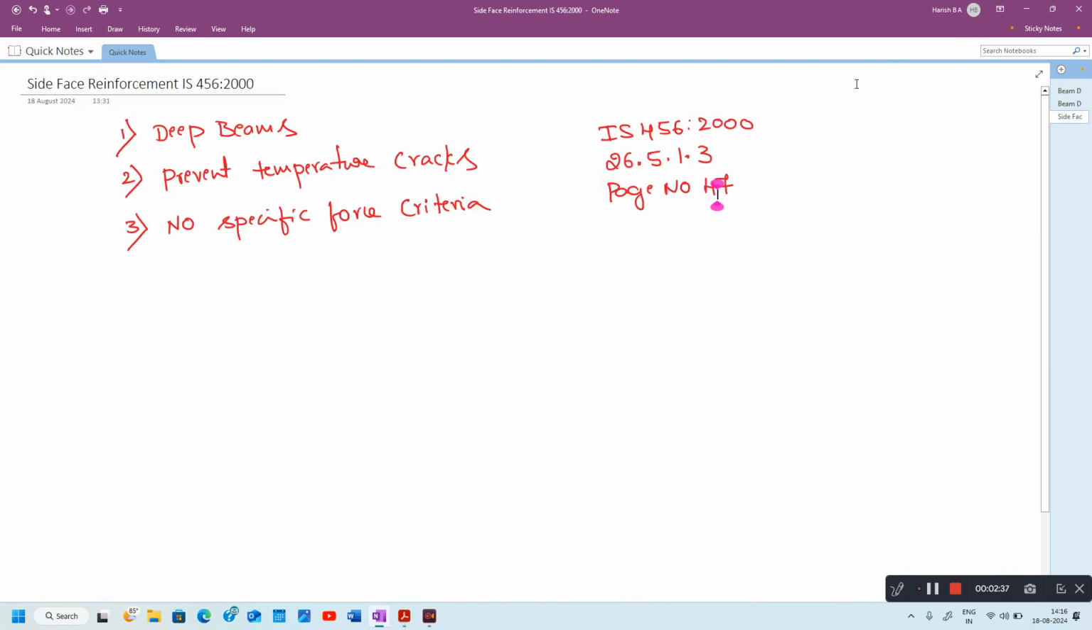So let me take an example. For example, I have a beam of size 300 by 1000 mm. Let me sketch it. This is my cross section of beam. This width of the beam is 300 mm, whereas the overall depth of the beam is 1000 mm.